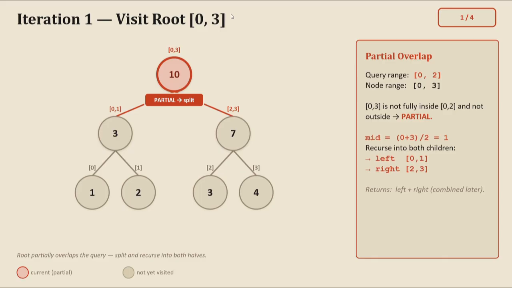We cannot return the stored value 10 because that includes index 3 of array A, which we don't want. So we split. We compute mid equal to 0 plus 3 divided by 2, which is 1. We recurse into both the left child, index 0 to 1, and the right child, index 2 to 3. The root will combine whatever those two calls return.